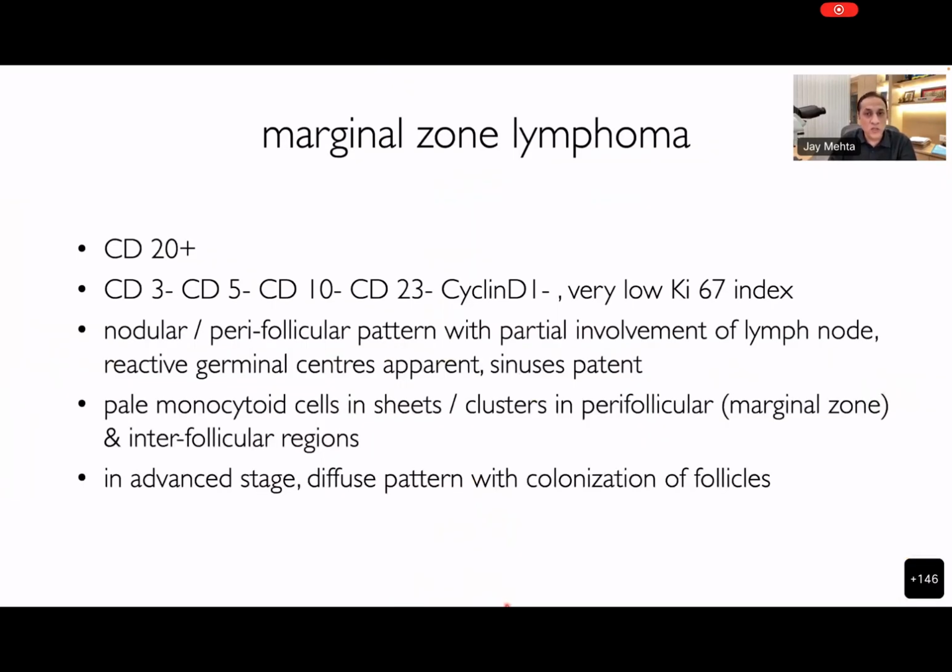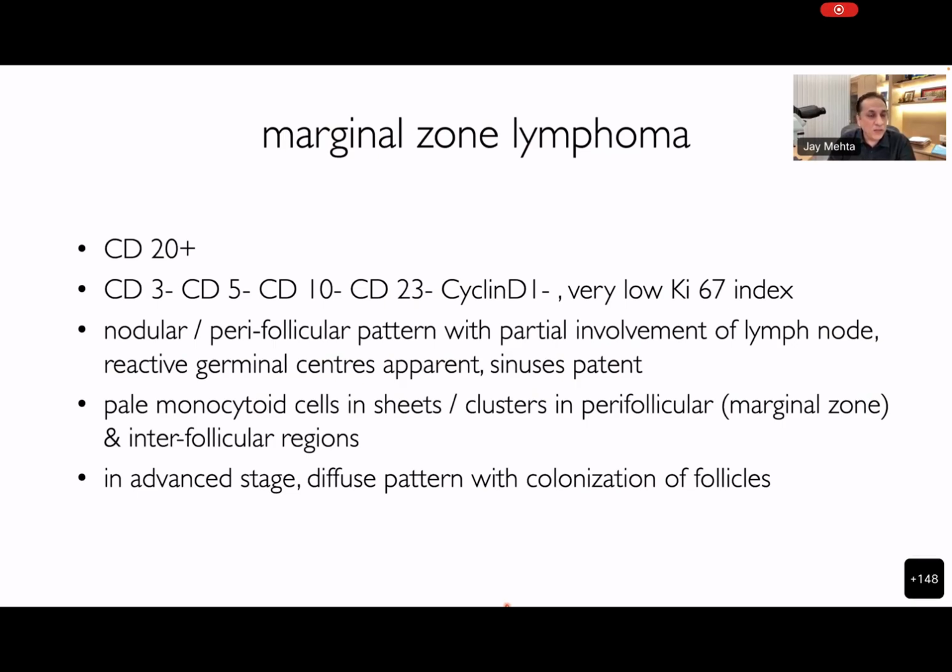From there, going on to the third possibility, which is a marginal zone lymphoma. This does not express either CD5, CD23 or cyclin D1. It just expresses CD20. It's also negative for CD3, and typically it's a low-grade lymphoma, so it will have a low proliferation fraction, either assessed by Ki67 or MIB1.